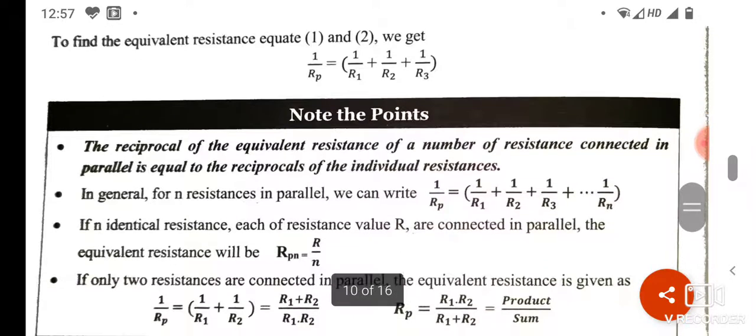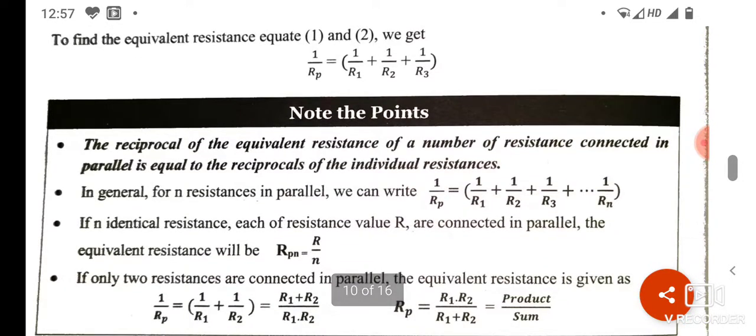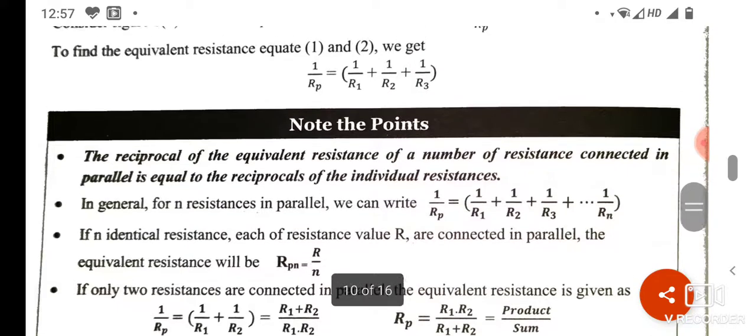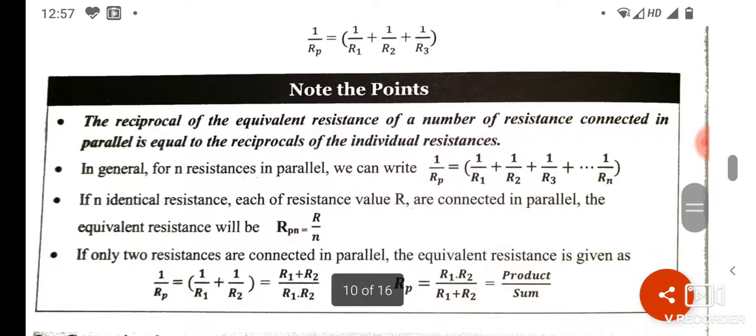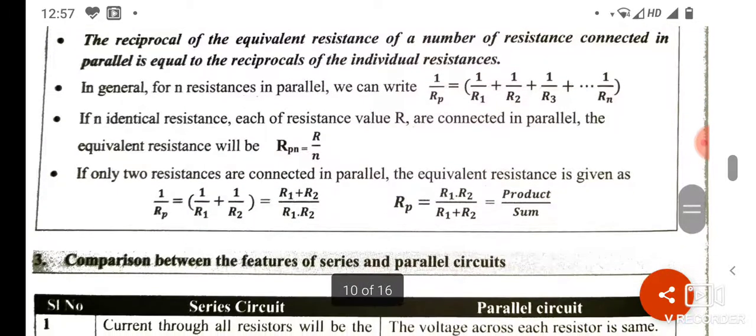If there is n identical resistance, total resistance equivalent resistance is equal to R by n. If 5 ohm is connected in 3 branches in a parallel circuit, then 5 by 3 will be the equivalent resistance. Or you can take it as Rp is equal to R1 R2 by R1 plus R2 if only two resistance are there. Product by sum. Product of the resistance divided by sum give the equivalent resistance of a parallel combination.